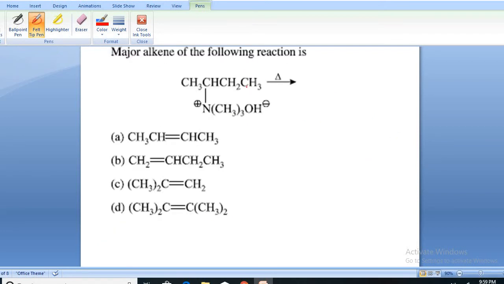Now, major alkene in the following reaction. Okay, so this is basically Hofmann elimination. So again, as I said, in this case, you get a less substituted alkene. Okay, so there are 2 ways wherein you could do this. Having a look over here, it's very much clear that this is going to be the answer, because this is the only less substituted alkene. But you have to be very careful, because there could be a lot of distractors in these type of questions.